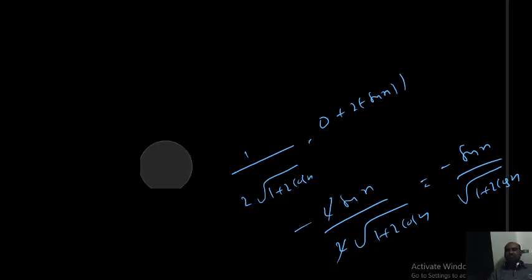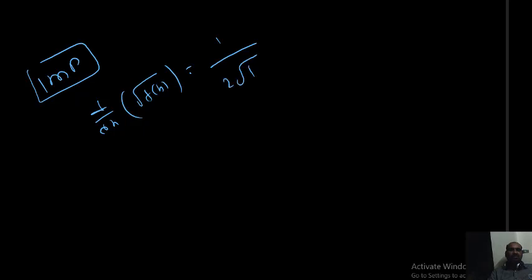So, final results, results in pattern. Important results, again I want to write. d by dx of root over f of x is remembered as 1 by 2 root over f of x into f dash of x. Okay, I hope you people understood.